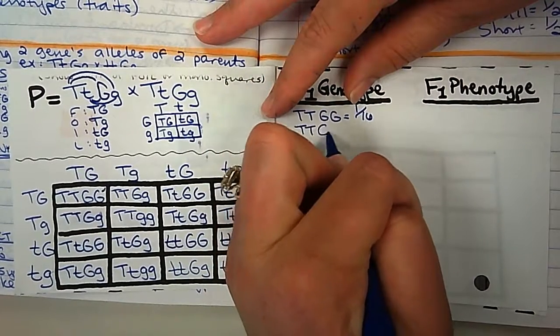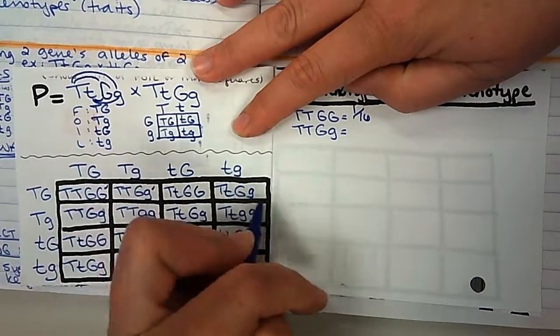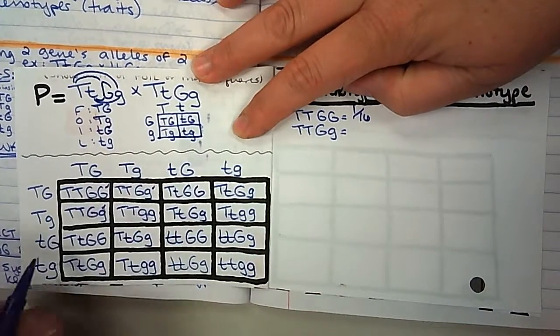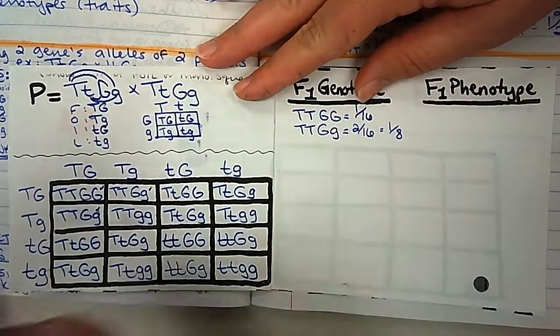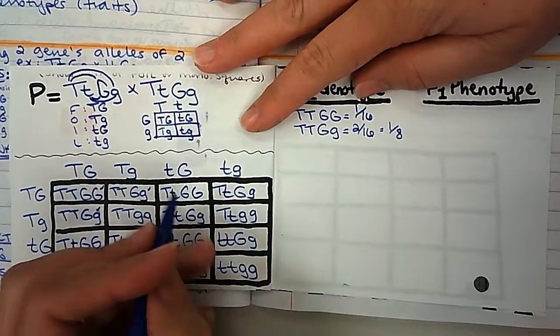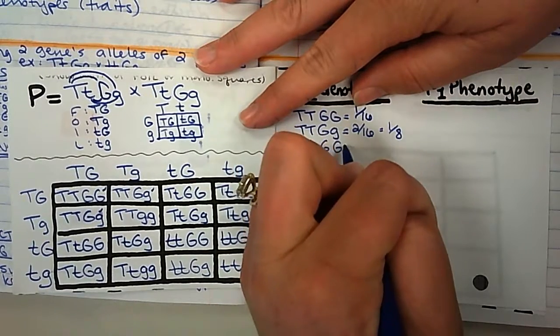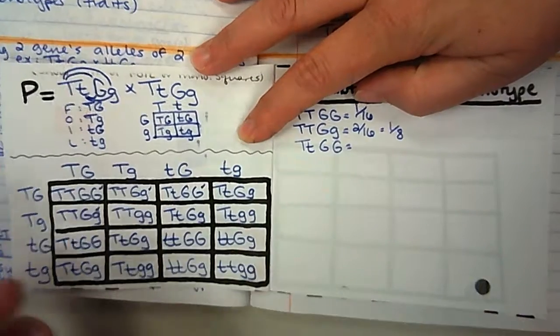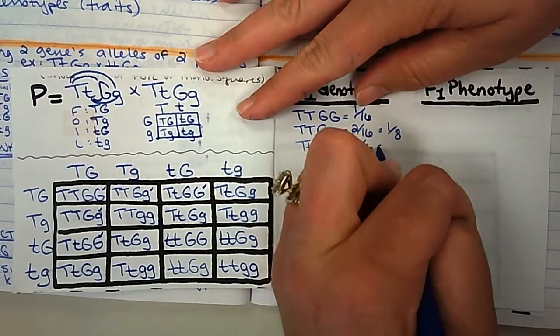Then I move to the next one, homozygous dominant, heterozygous. How many do I have? I've got 1, 2. That's 2 out of 16, which reduces to 1/8. So I go to the next one, heterozygous, homozygous dominant. I have 1, 2. So 2 out of 16 reduced to 1/8.